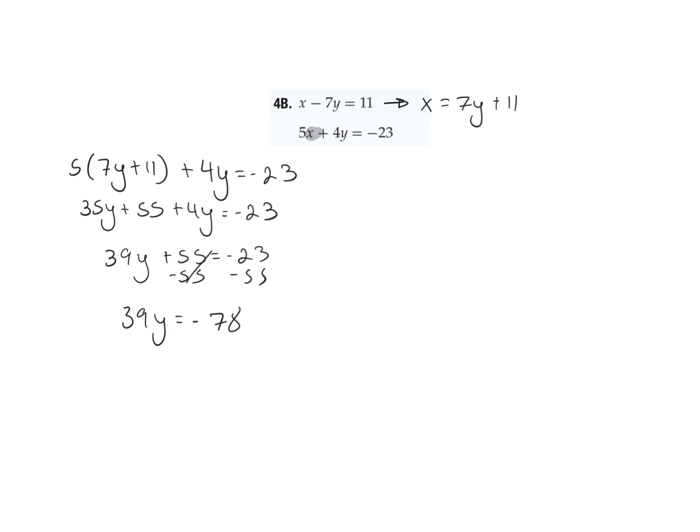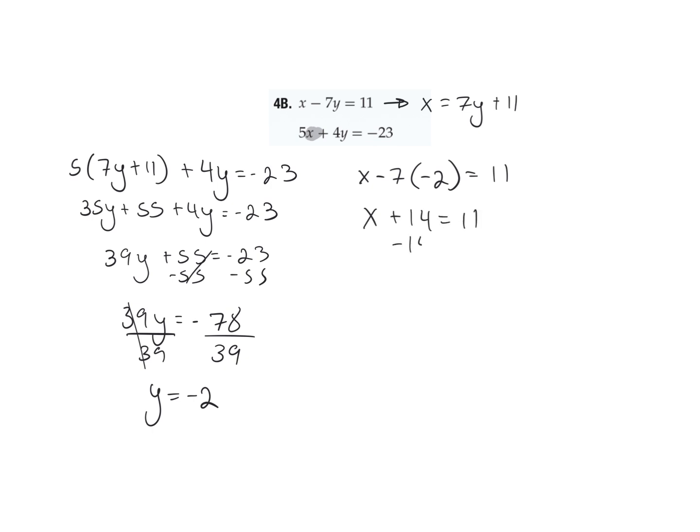And then I'll divide by 39 on both sides, and I will get y is equal to negative 2. Now I'm not done. I'm going to go ahead and plug it back in. Again, doesn't matter which one you choose. I'm just going to choose the first one. x minus 7 times, instead of y, a negative 2 equals 11. So this would be x plus 14 is equal to 11. I'll subtract the 14. So I'll get x is equal to negative 3. Again, your solution is going to be negative 3, comma, negative 2.